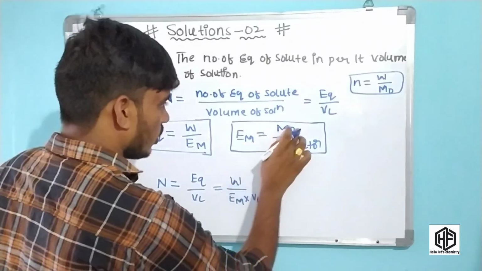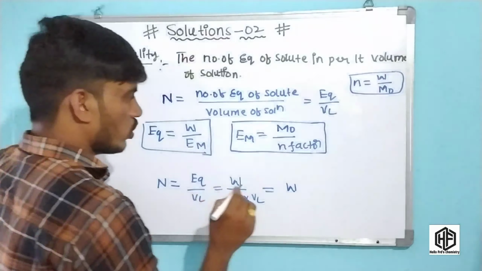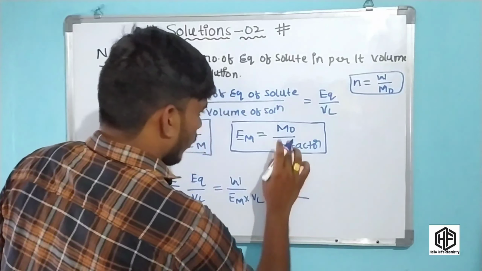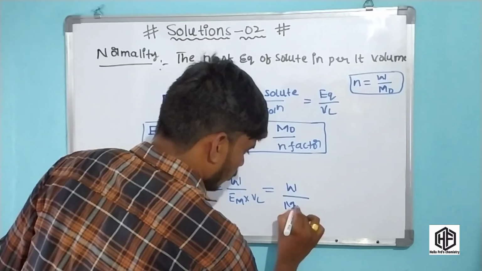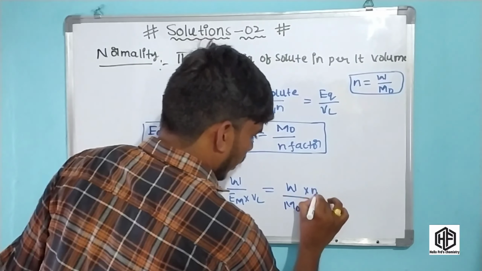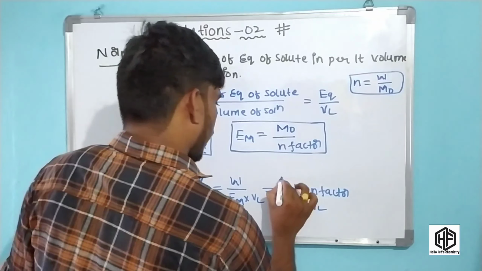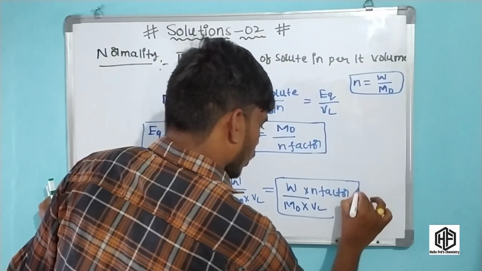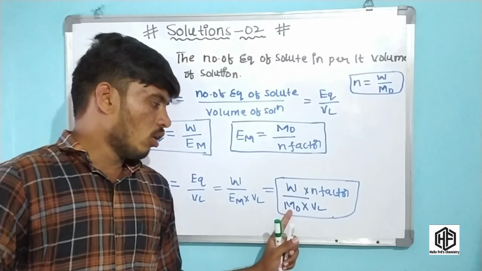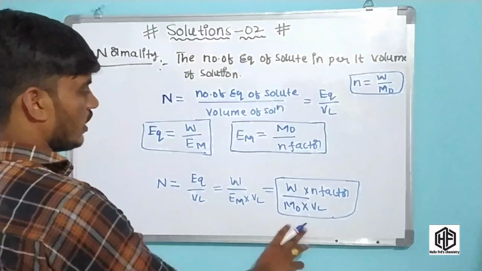Now finally this term is the weight of solute by molar mass of solute into volume of solution into N factor. This is called as normality. Normality is equal to the weight of solute into N factor by molar mass of solute into volume of solution. This is called as normality.